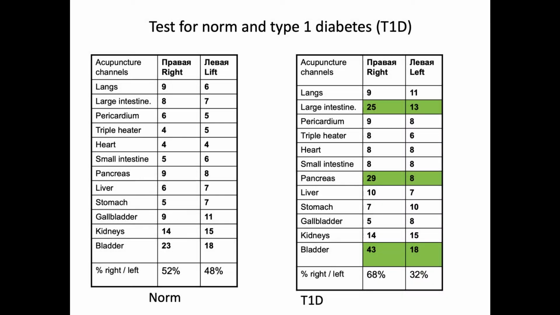For comparison, consider two tests, a healthy person and a diabetic patient. Normally, the indicators of the right and left points, on the same channel, do not differ much. In diabetes, there is a violation of symmetry in certain channels, which generally increases proportionally to glycemia level. Thus, it is possible to identify those systems and organs that are suffering from a particular disease.